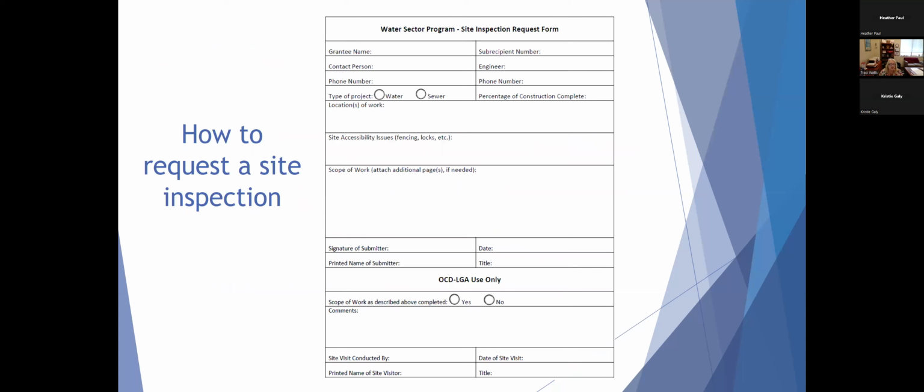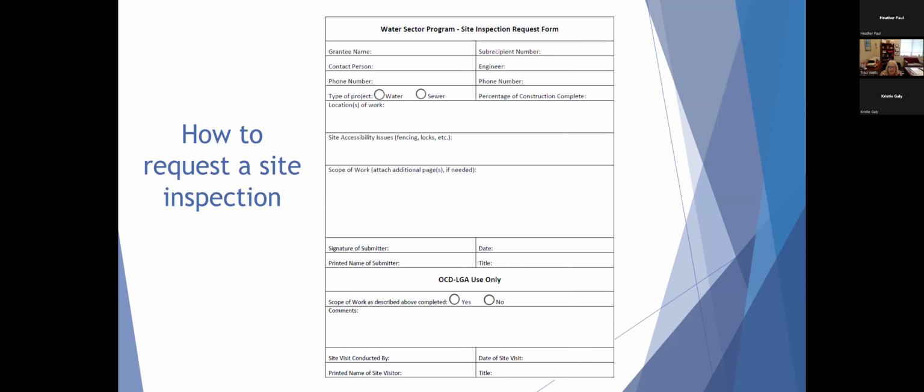So how you request a site inspection is you complete this form and you email it to me. And again, my email address will be at the end of this presentation. You would put the system name, your subrecipient number, a contact person for the system and their phone number, the engineer's name and phone number, the type of project, the percentage that is the construction complete for this project. Then you would include a location of where the work is taking place.